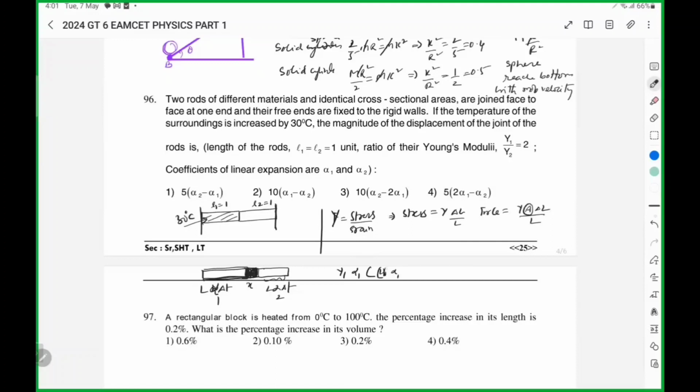L1 alpha 1 delta t plus x. So second one, initial length will be same, Y2 alpha 2, delta L is nothing but L2 alpha 2 delta t minus x by L. So he is asking the magnitude of the displacement x.